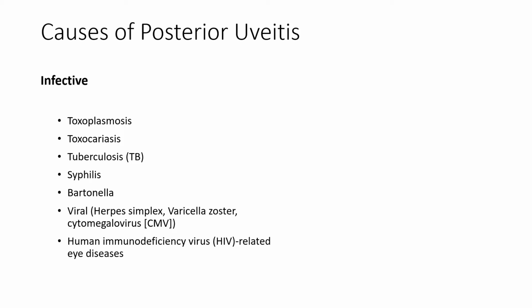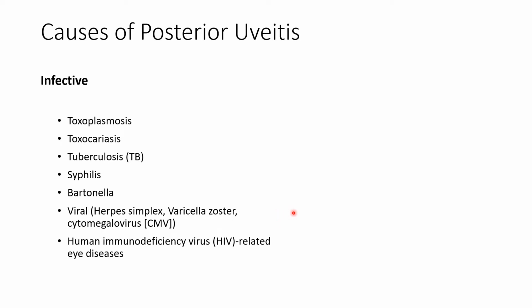Now looking at the causes of posterior uveitis, we have to understand that the choroid is a very vascular structure, and that is why it has free access to the circulating pathogens in the blood, and because it is also a site of immune reaction caused by the immune system and the inflammatory cells in the body. So that is why it is prone to infections as well as inflammations due to autoimmune diseases.